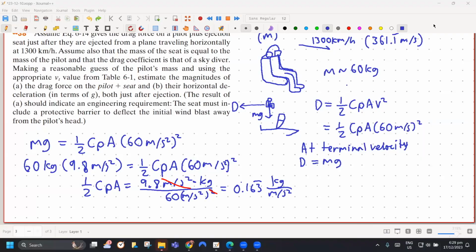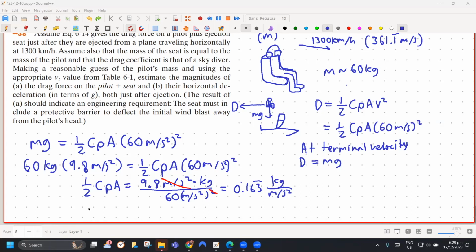The drag force equals mg only works at terminal velocity. So what is the situation of the pilot? He has just ejected. And the drag force, what direction? Horizontal. D equals mg is for the skydiver falling down, where the drag force points up. But here, the drag force on the pilot is opposite the direction of the motion of the plane. So it is a horizontal drag force.